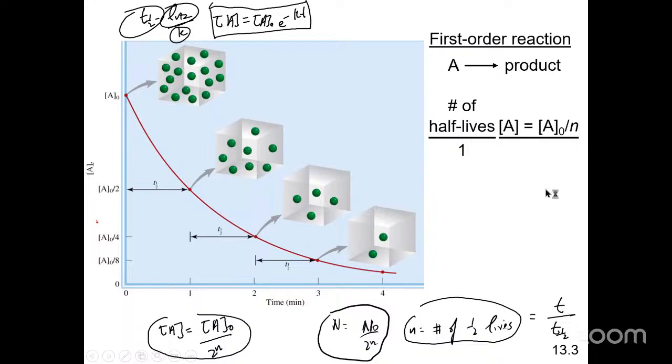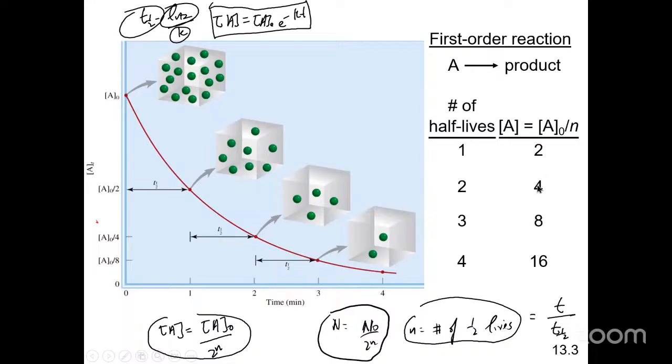If the number of half-lives that passes is 1, then the concentration of A will be half of the initial concentration of A. If the number of half-lives is 2, then the concentration of A at that time would be the initial concentration of A divided by 4. If the number of half-lives is 3, the concentration of A would be the initial concentration of A divided by 8, and if it's 4, the initial concentration of A divided by 16, and so on and so forth.